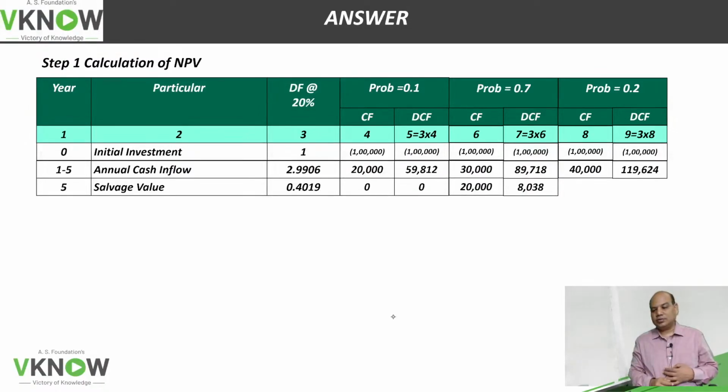Very good. Next, 30,000 into 0.4019, 12057.